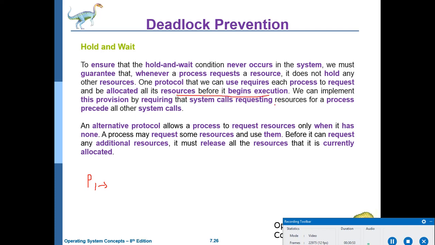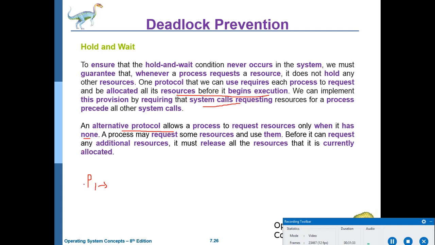So what is the policy that can be followed by the operating system? Before the execution begins, a process requests and gets all the resources allocated to it before it starts with the execution. This can be done by using system calls, requesting a resource for the process and giving it. Another alternative protocol allows a process to request a resource only when it has none. So a process can request a resource when it has no resource under it.